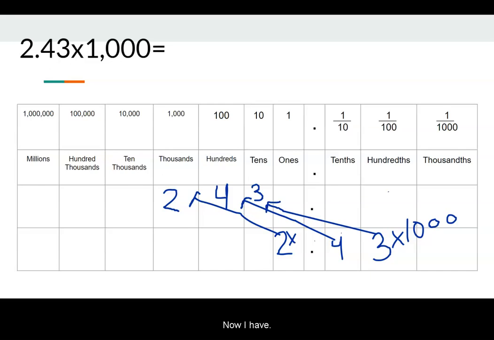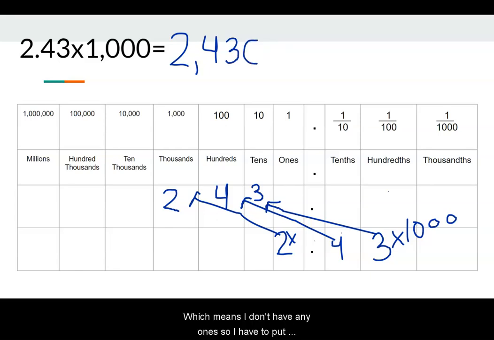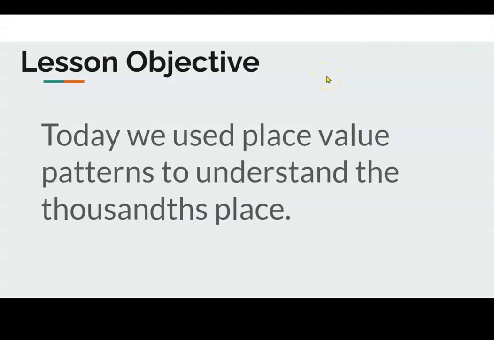So now I have 2,000, 400, 3 tens, which means I don't have any ones, so I have to put down a 0 in my ones place. So 2 and 43/100ths times 1,000 is equal to 2,430.